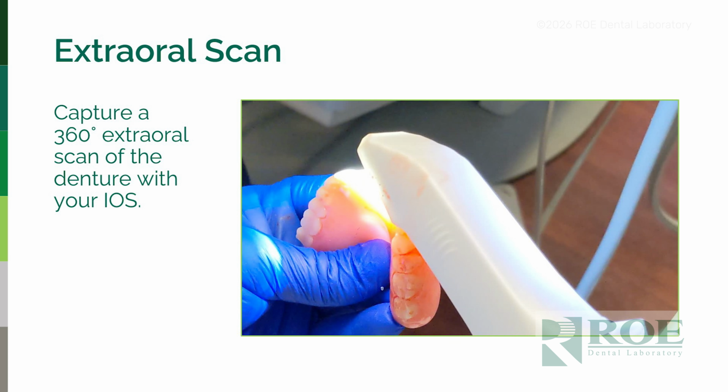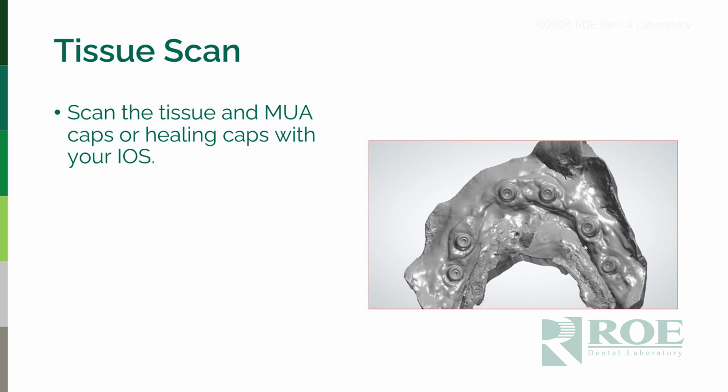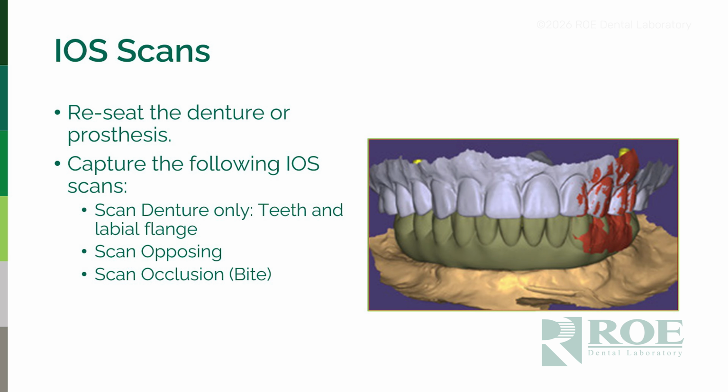You're going to 360 it in your hand. You're going to do the same soft tissue scan as we've already talked about for the previous workflow. So MUA caps on, scan the soft tissue, and you're going to do your bite and your opposing. So no difference really to the fixed bridge or the temporary bridge workflow, bar capturing the MUAs in the impression and capturing the 360 with, obviously, no reverse scan bodies in this situation.